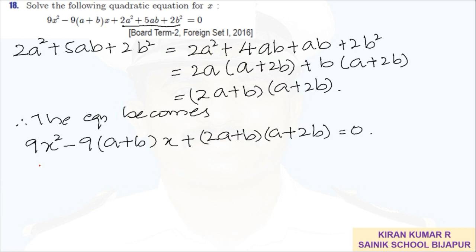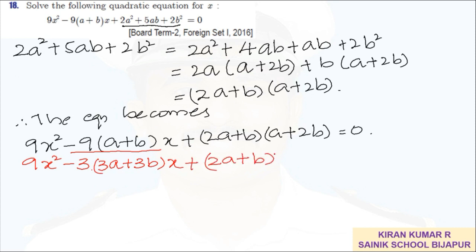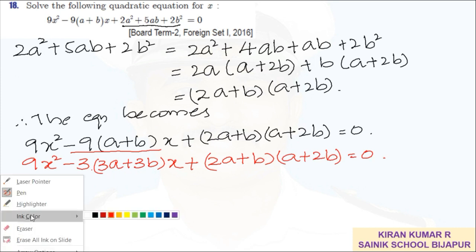I will write this as 9x square. This particular term I will write as 3 times 3a plus 3b times x, plus 2a plus b multiplied to a plus 2b. Why did I write it in this way? You will understand very soon. Look at the next step.